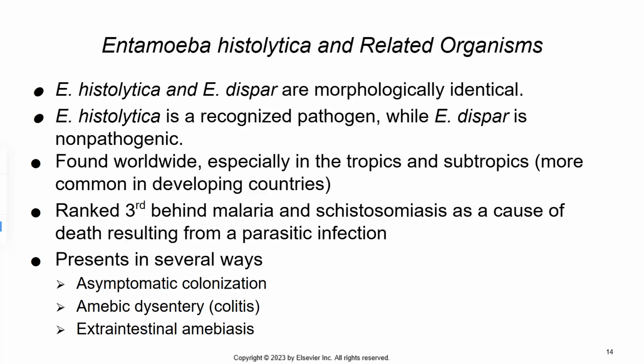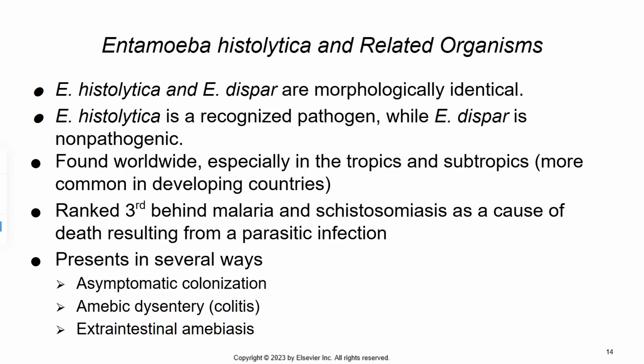Entamoeba histolytica and Entamoeba dispar are morphologically identical. Histolytica is a pathogen, dispar is non-pathogenic. This is where they look identical, but we have to be able to differentiate them somehow because histolytica will cause significant infection while dispar really does nothing to the body.